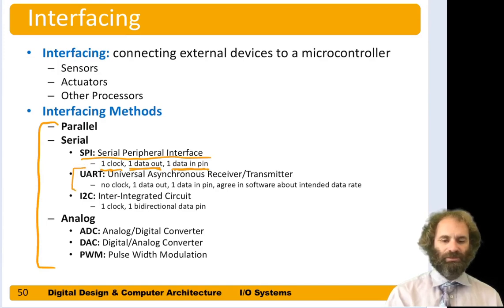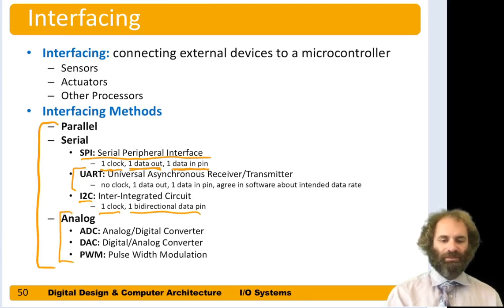Universal asynchronous receiver and transmitter, or UART, is similar, but it doesn't have a clock. Instead, it's asynchronous. Both sides agree in advance on what rate they're going to send data, and they have to detect that data transition. Another common standard is the inter-integrated circuit, or I2C, and this has one clock pin and one bidirectional pin. It's a little bit more complicated to use because of that bidirectional pin. All three of these are widely used, and we'll focus on SPI in this class.